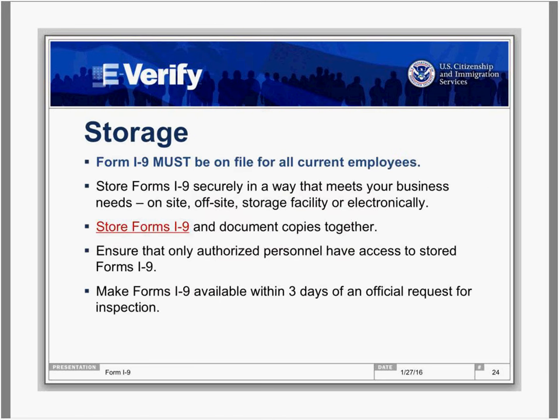Let's look at some storage and retention, and then we'll wind down with some resources real quick. Storage. Make sure you have an I-9 on file for all your employees. Store where you want, on-site, off-site. But if you get a notice of inspection, you need to be able to provide those I-9s within 3 days. We recommend, if you're making copies of I-9 documents, that you store them together, and make sure only authorized individuals have access to the I-9s. I know none of you put them in a 3-inch binder and put them in the lunchroom, do you?